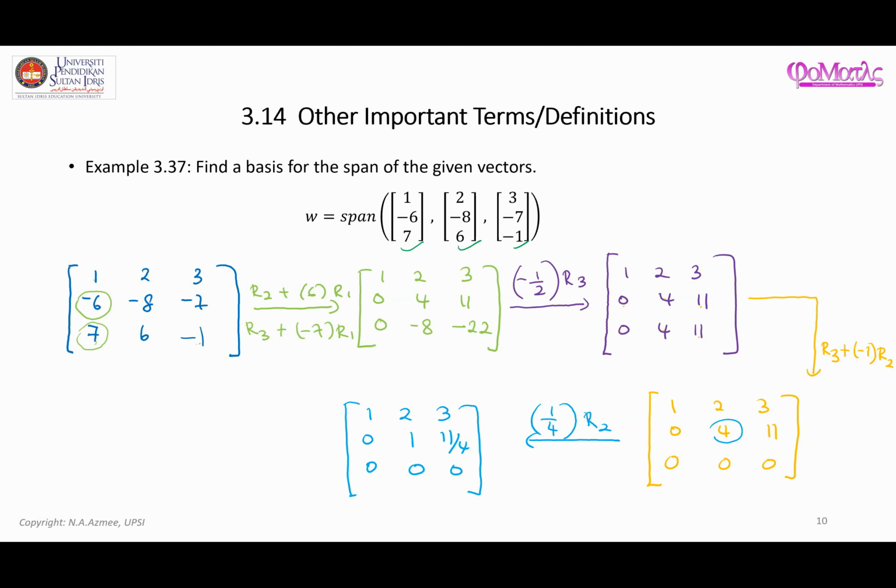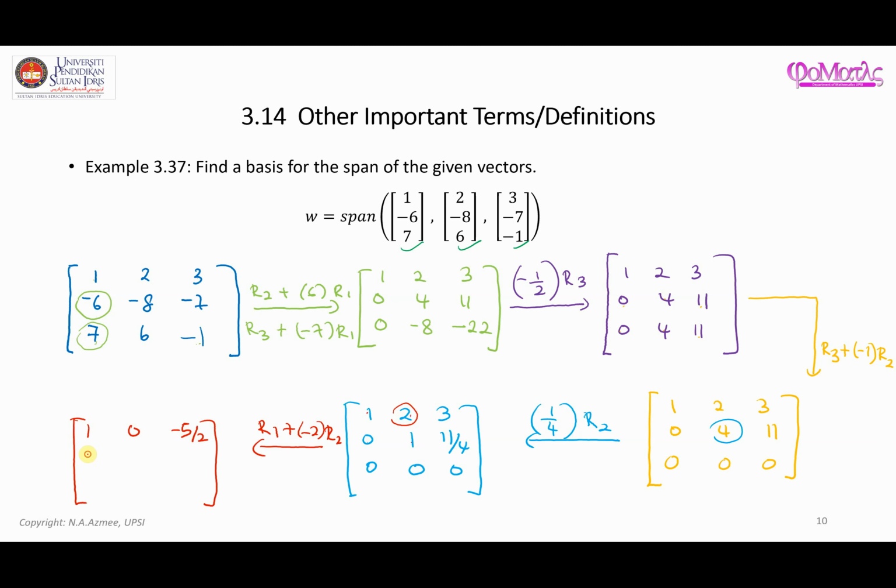And in order to be RREF, this part here has to be 0. So I'm going to transform the first row using this operation. The result that I get is 1 minus 0 is 1, 2 minus 2 is 0, 3 minus 22 over 4. So 3 minus 22 over 4 is negative 5 over 2.